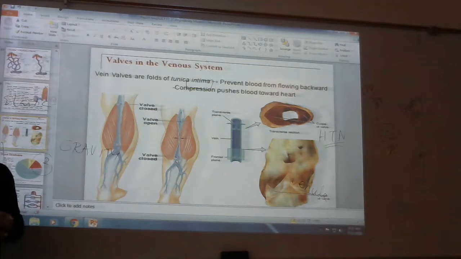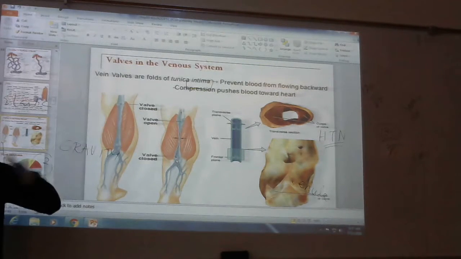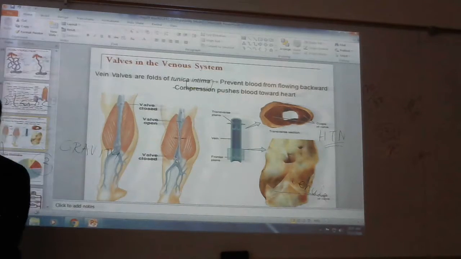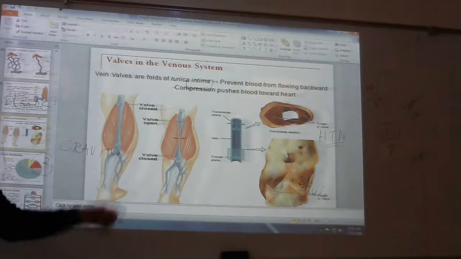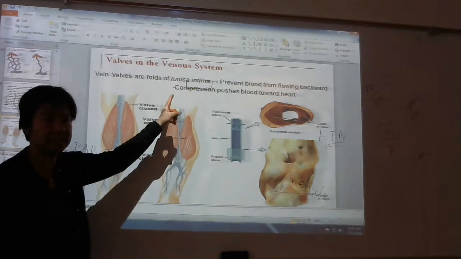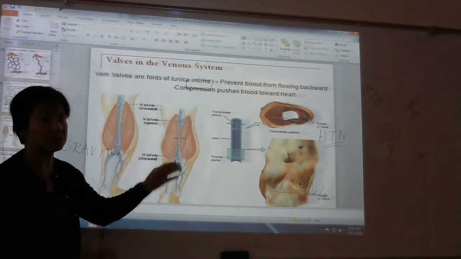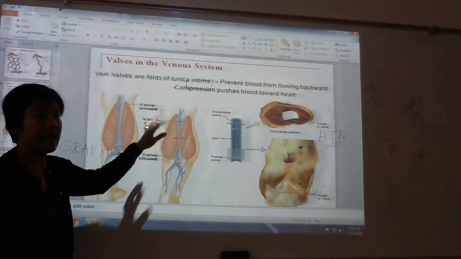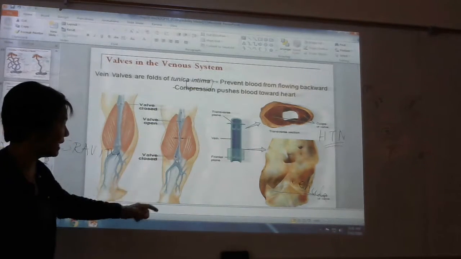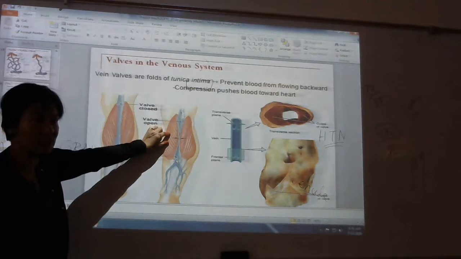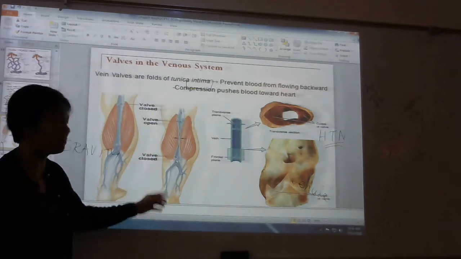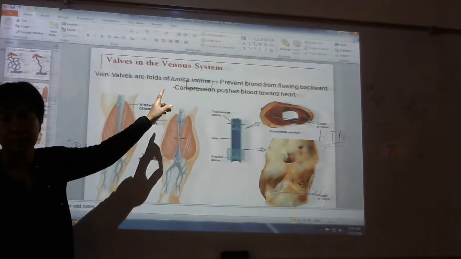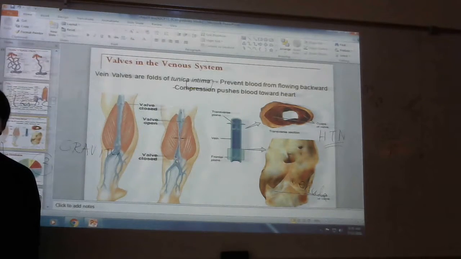So when you explain to your patients that you want them to walk after surgery, try to do some walking. Why? It helps in the return of blood. You're going to tell them your veins are always sandwiched between skeletal muscle. When you're exercising, the muscle contracts and it will squeeze the blood. You're helping the blood, preventing it from pooling. Do you agree? So it will return.